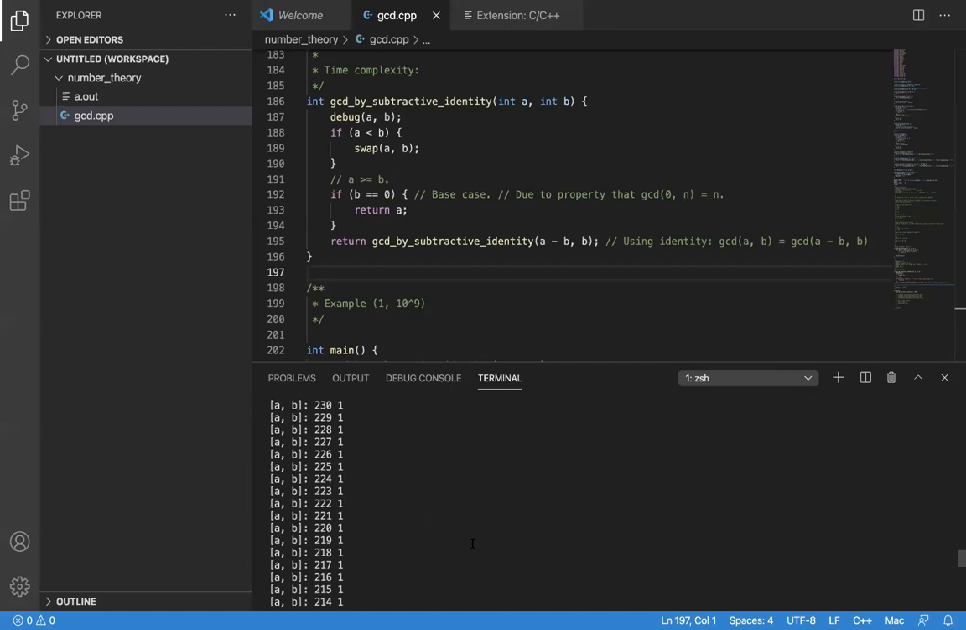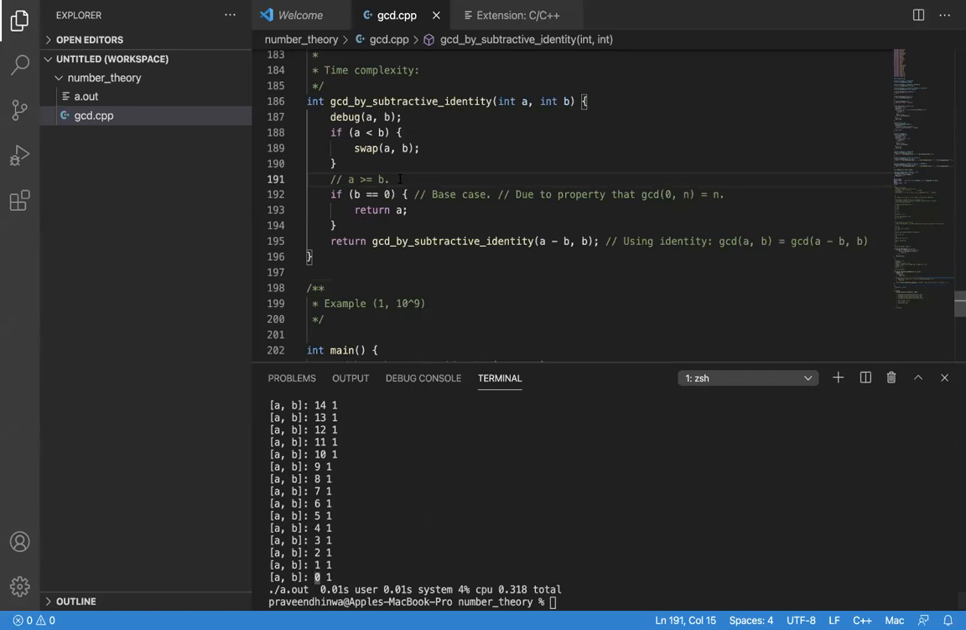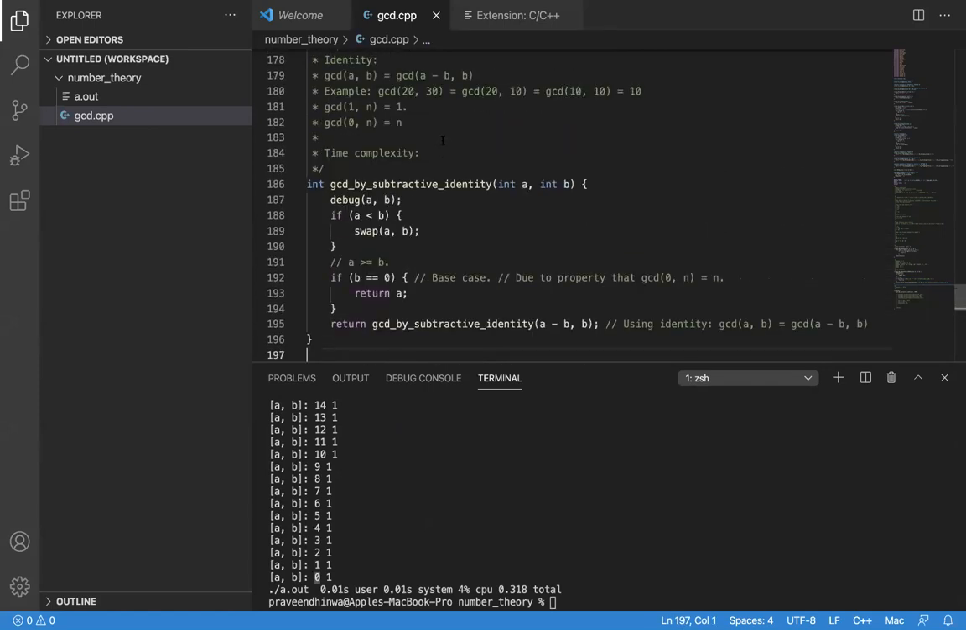So you can see that it called 1 comma 1000. Then it became 999, 1, 998, 997, 996, 995, and so on and so forth, it keeps going till 1 comma 1. Then this became 0 comma 1. Then it was swapped, so it became 1 comma 0 and b is equal to 0. Then it returned a. So this code, in the worst case, may take time complexity of order of minimum of a comma b. Because if your b is very small, it will keep subtracting one by one and it will take a lot of time.